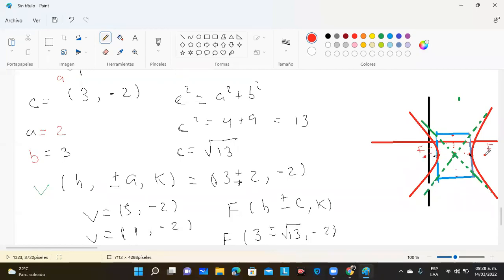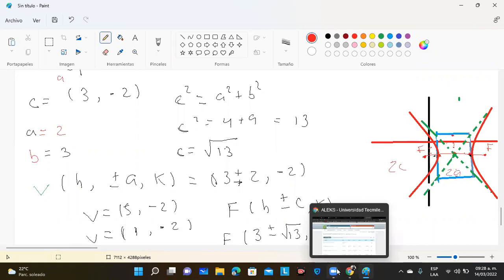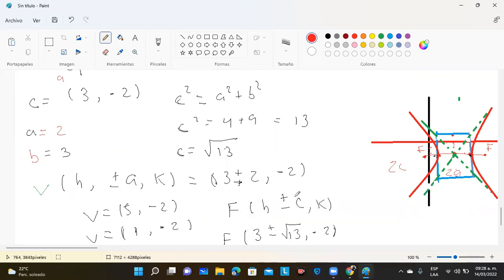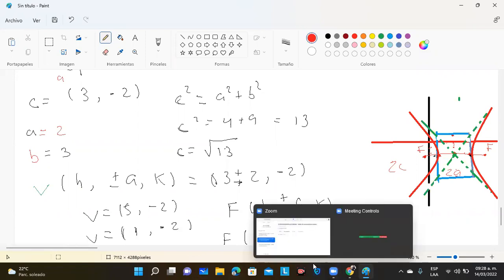So remember that the distance between the two foci is called 2c, and the distance between the two vertices is called 2a. Okay, so that is the explanation for today. Let me know if you have any questions and I can help you. If not, let's go ahead and work in ALEKS. Okay.